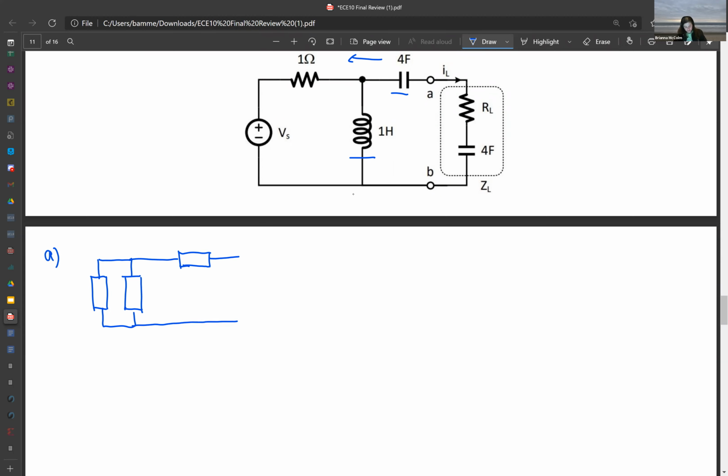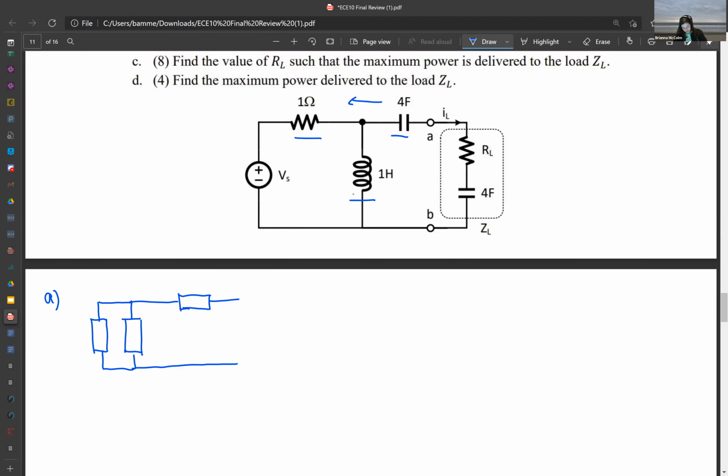So we have a resistor here, so that's going to be Z equals R equals 1. And then we're going to have ZL here and ZC here. ZL we know is j omega L, and we see that L is 1 Henry, so this is equal to j omega times 1. And then we have 1 over j omega C for the capacitor, and we see that the capacitor is 4 farads, so we get 1 over j omega times 4.